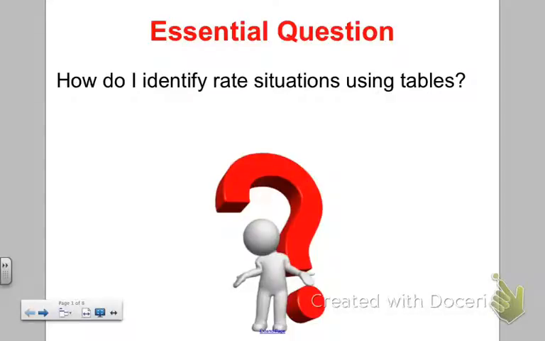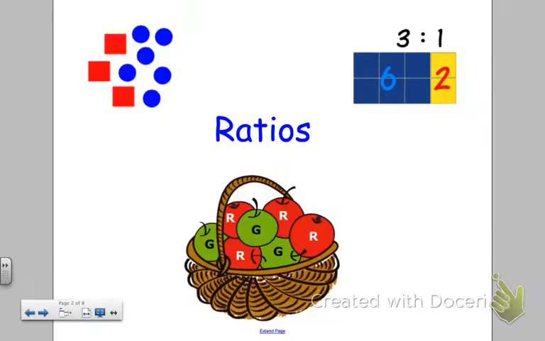In this lesson, we're going to be identifying rate situations using rate tables. However, before we get into rates, you need to know what ratios are. Ratios are actually very simple. They're just a comparison of two quantities.